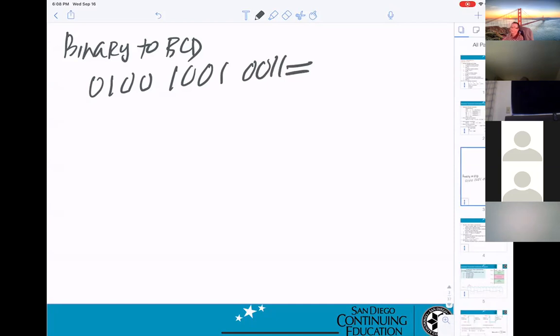So if you want to convert binary to BCD, they require 4 bits. That means from the right to the left, get 4 bits, 4 bits, and 4 bits, then convert each one. 0100 will be number 4. 1001 will be number 9. 0011 is 3. So 3, 4, 4, 9, 3.